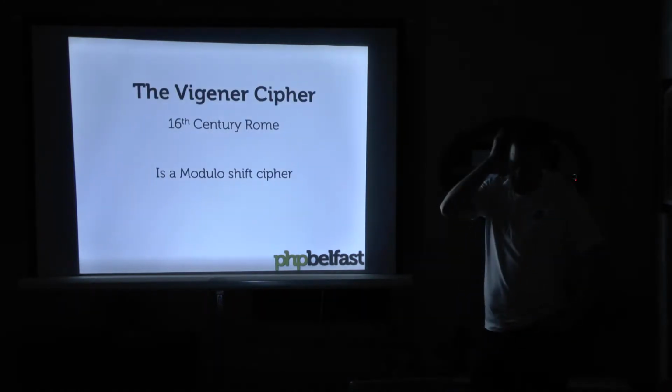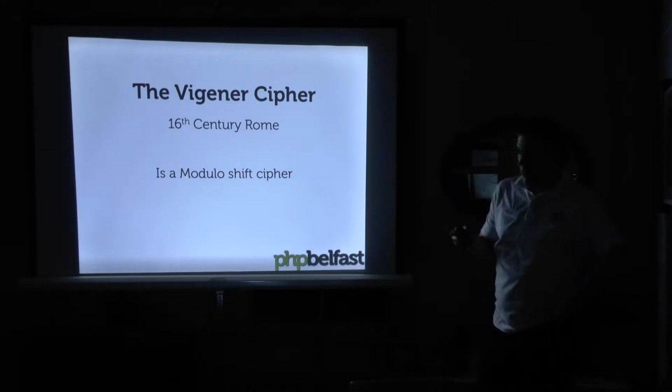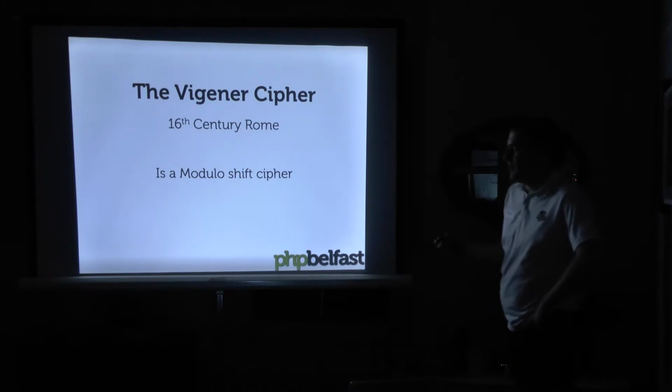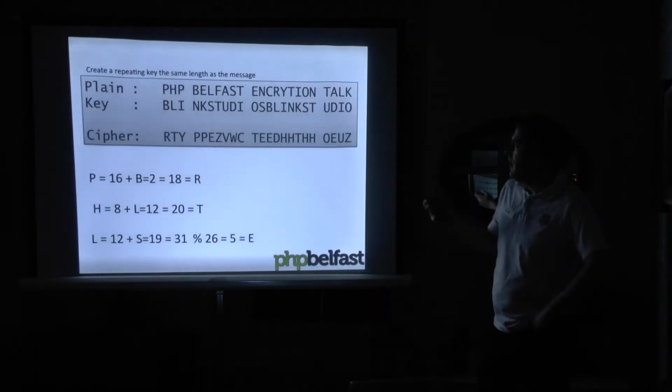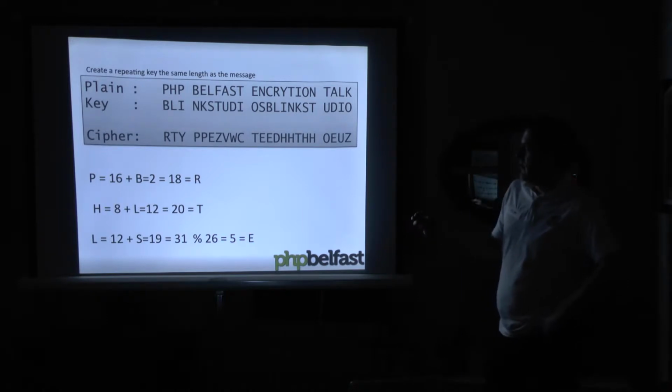The Vigenère cipher, a 16th century one, coming forward a wee bit. So that's a modulo shift cipher. It's a little bit similar on the face of it, but not quite, as we'll see. PHP Belfast encryption talk is our plain text. We've used Blink Studios as our key. So the key just repeats over and over and over again, Blink Studios, Blink Studios, Blink Studios, until we get to the end. Now what we do is, if you imagine each letter of the alphabet having a number, like A is 1, B is 2, if you add the 2 numbers together, what does that number become in the alphabet?